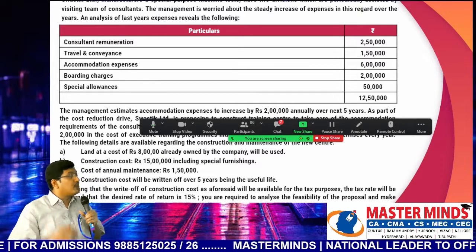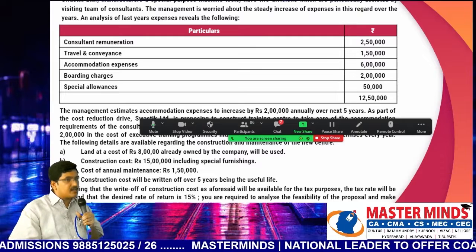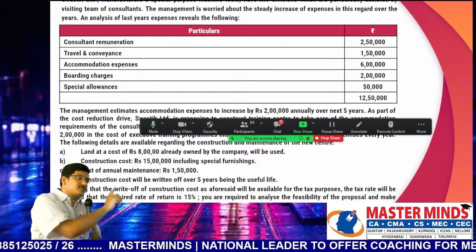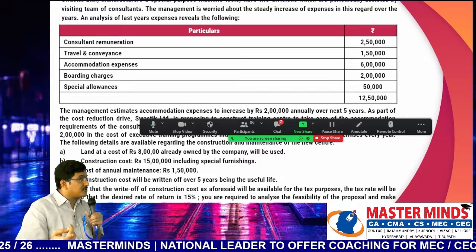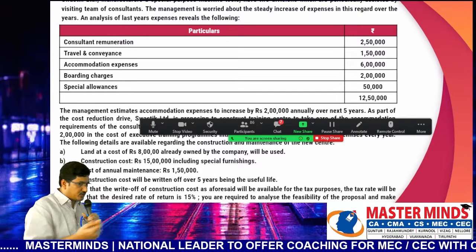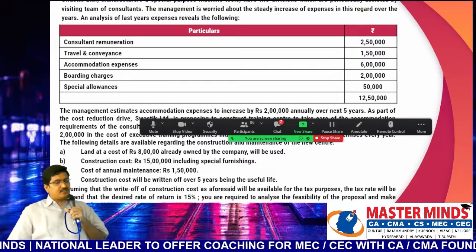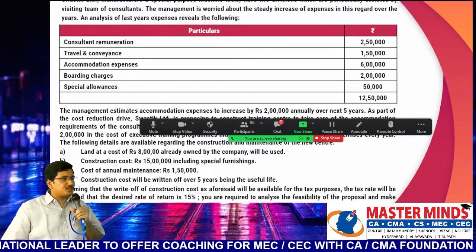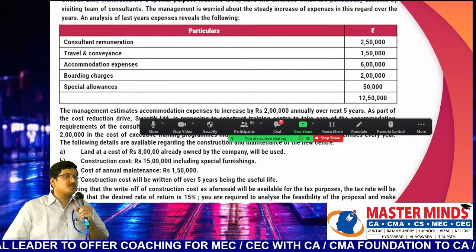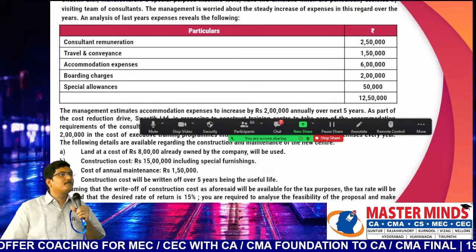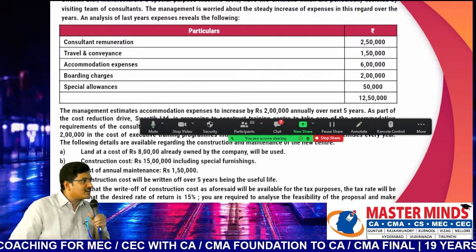Now the question is, what will be the accommodation expenses if we don't construct this project? Last year it was 6 lakhs. What about the next year? 8 lakhs. Note it down. Savings in accommodation expenses. How much? 8 lakhs. Is there anything wrong in that?